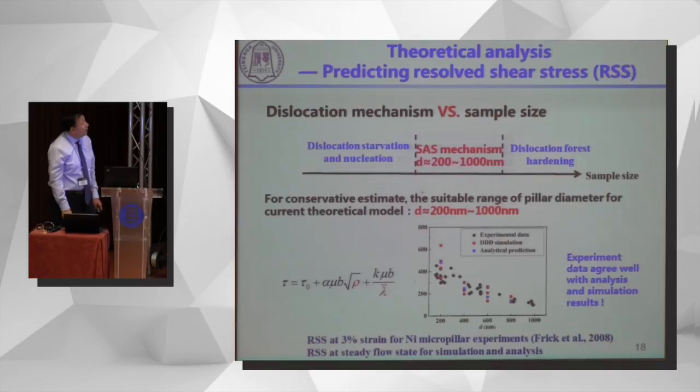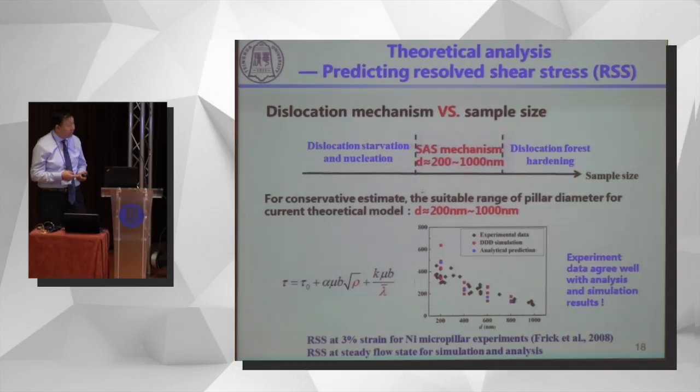For the resolved shear stress, during the comparison, tau zero is the initial shear stress, the second term is evaluated by the dislocation densities, and the last term is for the single arm sources of dislocations. From this work, the result from the DDD simulation is the red rectangle, the blue circle is the analytical prediction, and the black diamond is the experiment data. They are almost in agreement: the analytical prediction, the DDD simulation and the experiment.